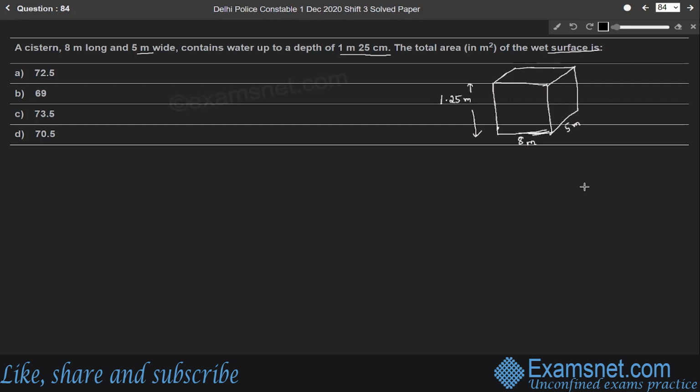Right. So here, let F be the front rectangle area, front, right? And let us consider the hind rectangular area as H.